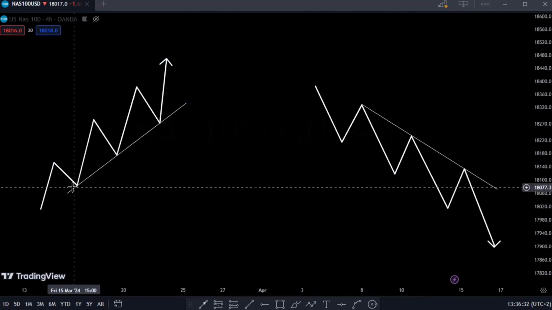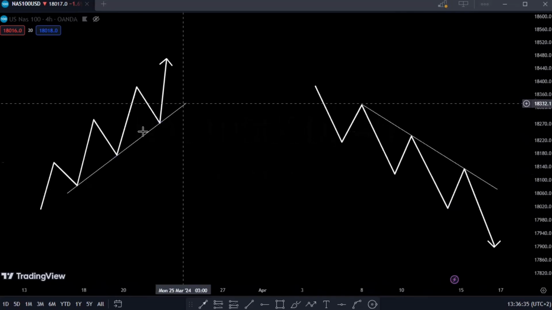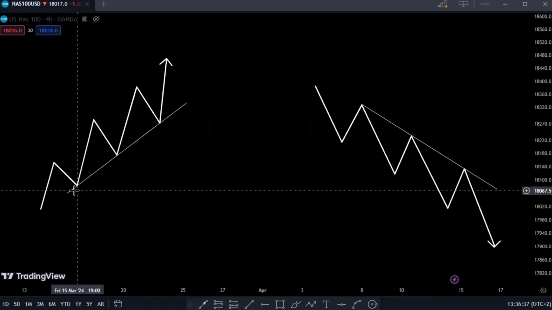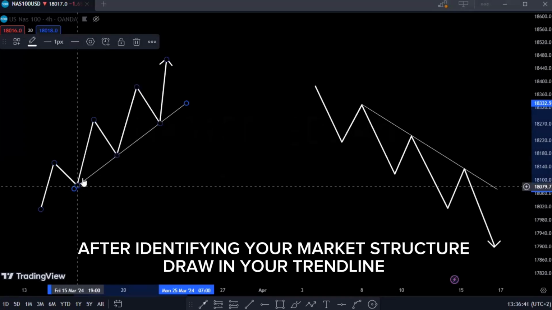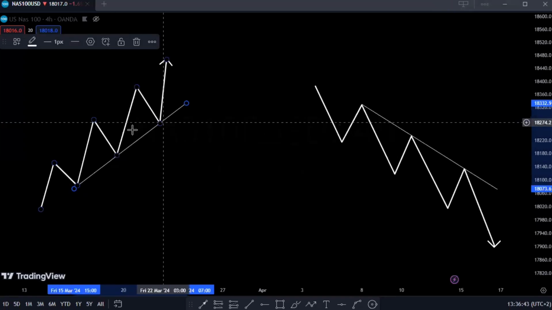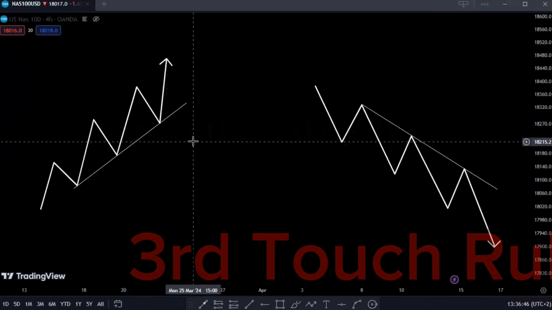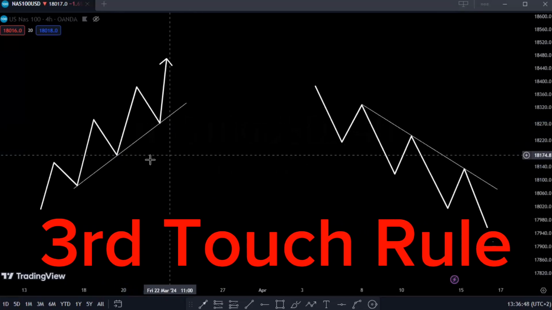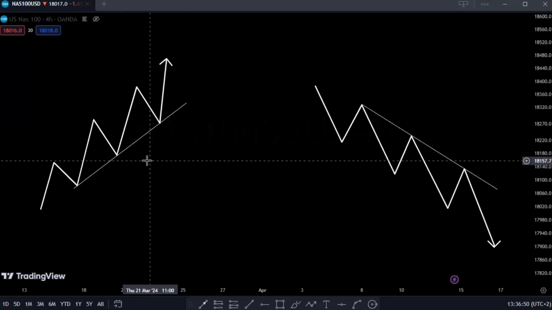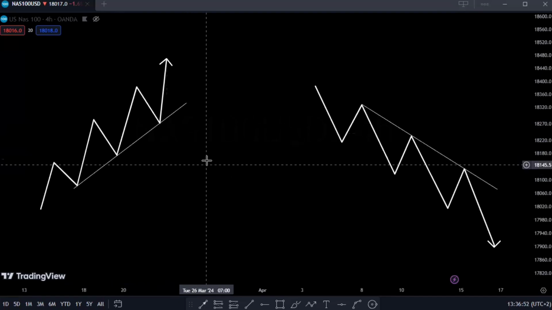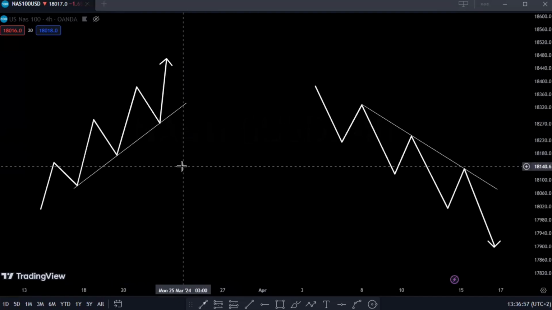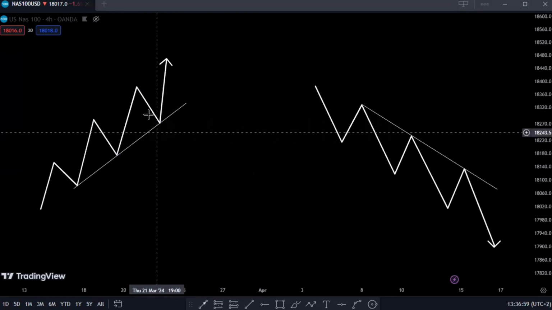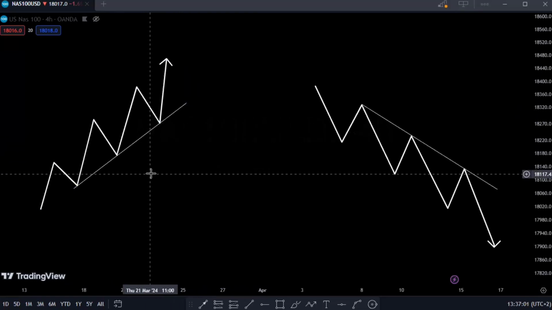So within an uptrend, guys, you have to apply your trend line, as you can see I already did here, and then wait for price to respect your trend line at least 3 times. This is called the third touch rule. For those who don't know what the third touch rule is, it's when price bounces off a resistance or support level 3 times and respects that level 3 times, and on your third touch, that's when you're looking to buy the market or sell the market, right?